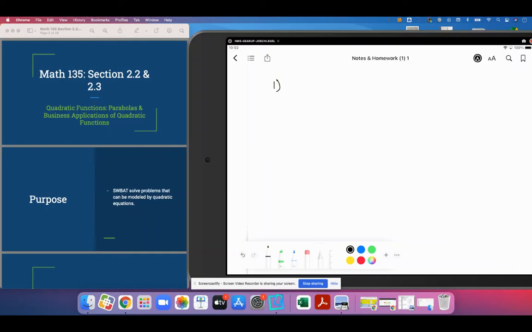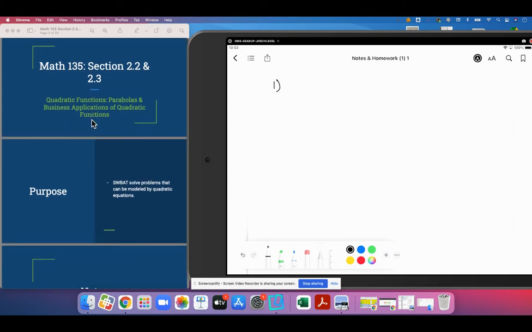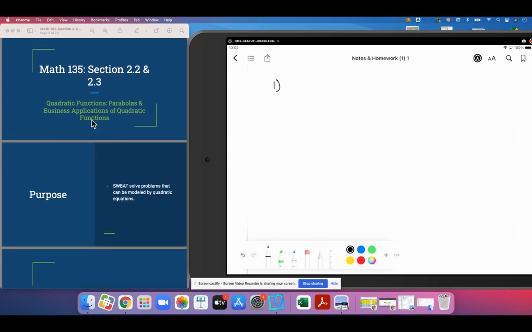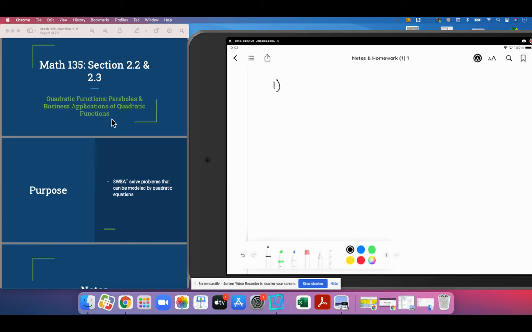Here with the combined section 2.2 and 2.3. That being said, this is going to be a little bit on the longer side in terms of the number of problems, but not quite as time consuming as some of our other sections. The number of problems here is deceiving in terms of how long this is going to be, because they are all relatively quick.